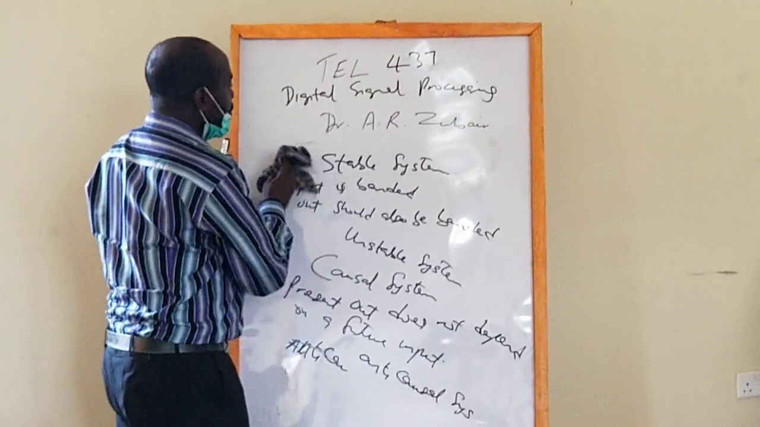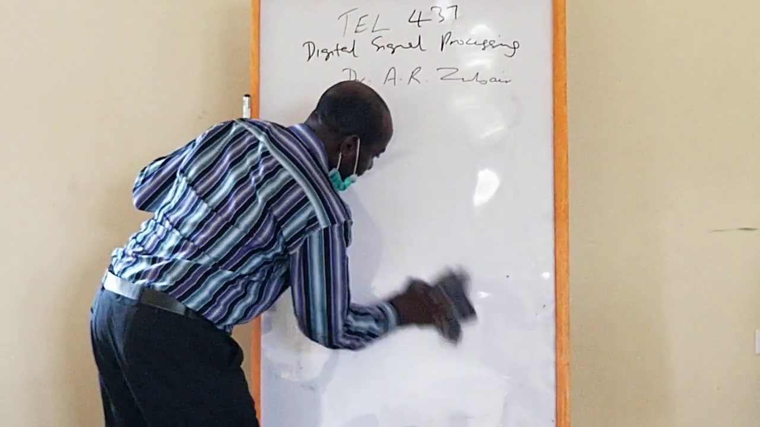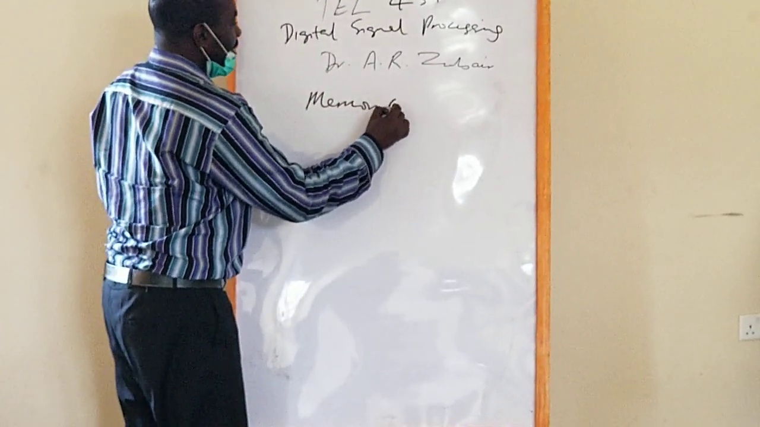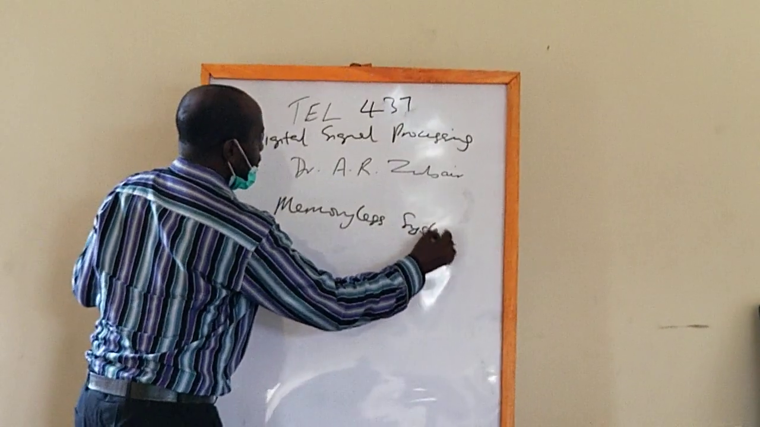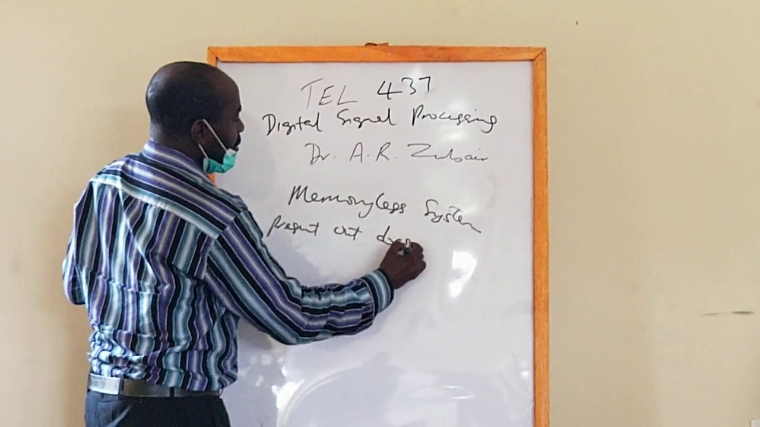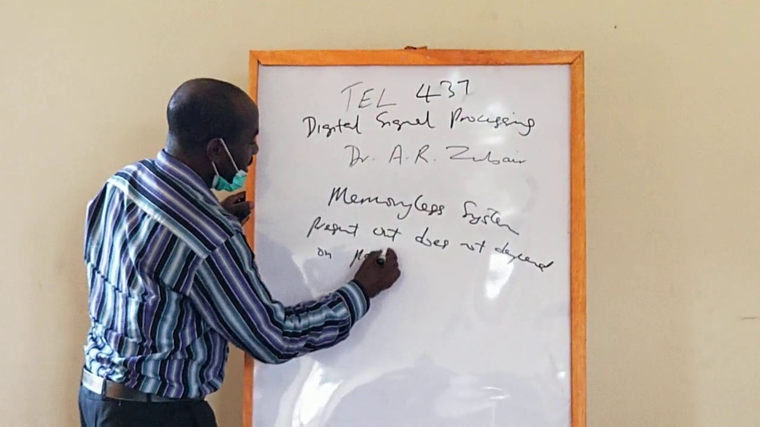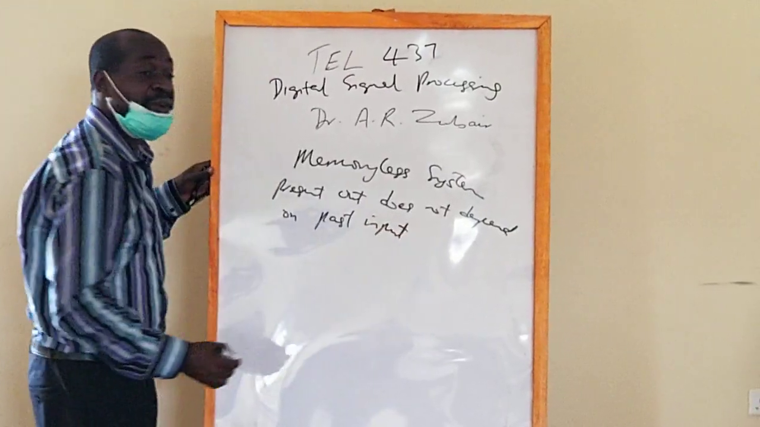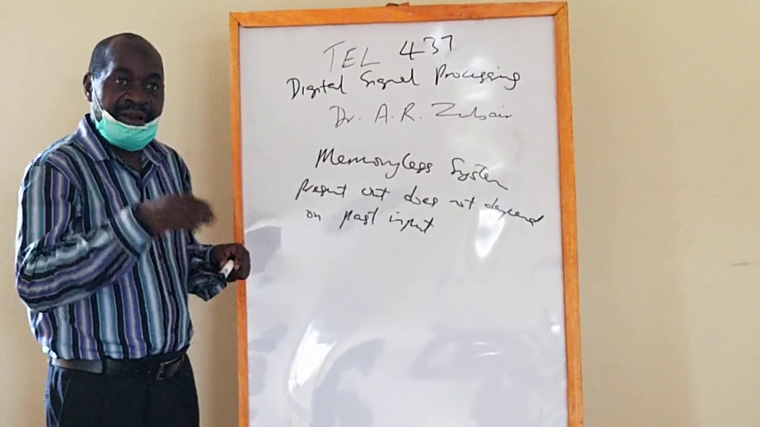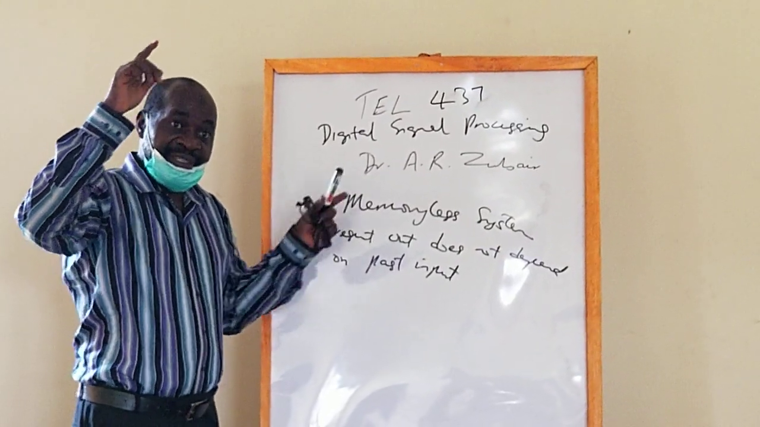Lastly, we want to talk about the memoryless system. In a memoryless system, the present output does not depend on past input. This one does not remember. The present output depends only on the present input. It doesn't depend on the past input. It doesn't remember. It doesn't have memory.